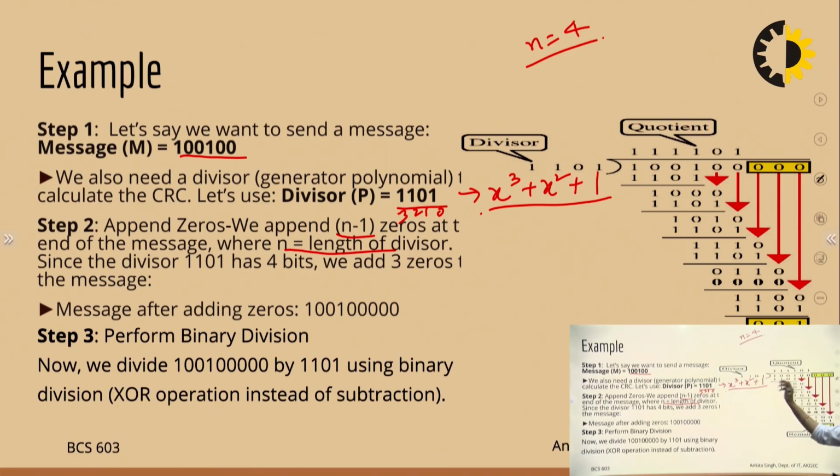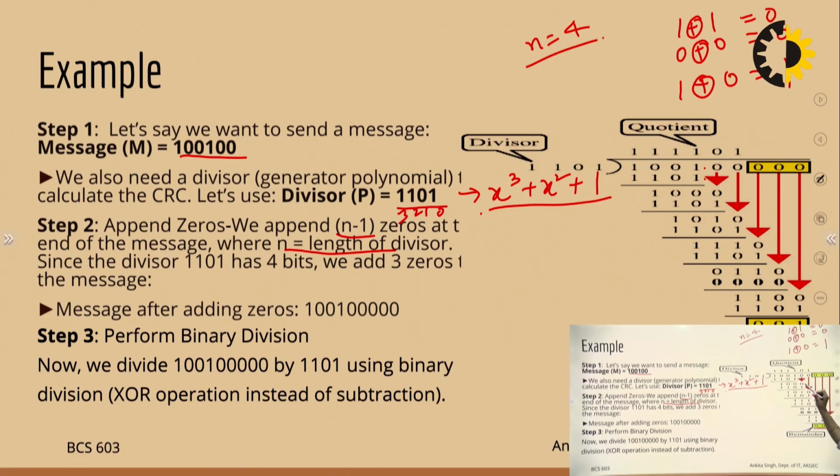Now what I will do? I will start dividing. So you can see 1101 divided by this. Now here, instead of normal subtraction, we will use the XOR operation. Like see, 1 and 1 are the same, it means 0. What does XOR mean? If both are the same, I will get 0. If they are different, I will get 1. This is the rule that I am going to follow. So 1 1 is 0, 0 0 is 0, 0 1 is 1.